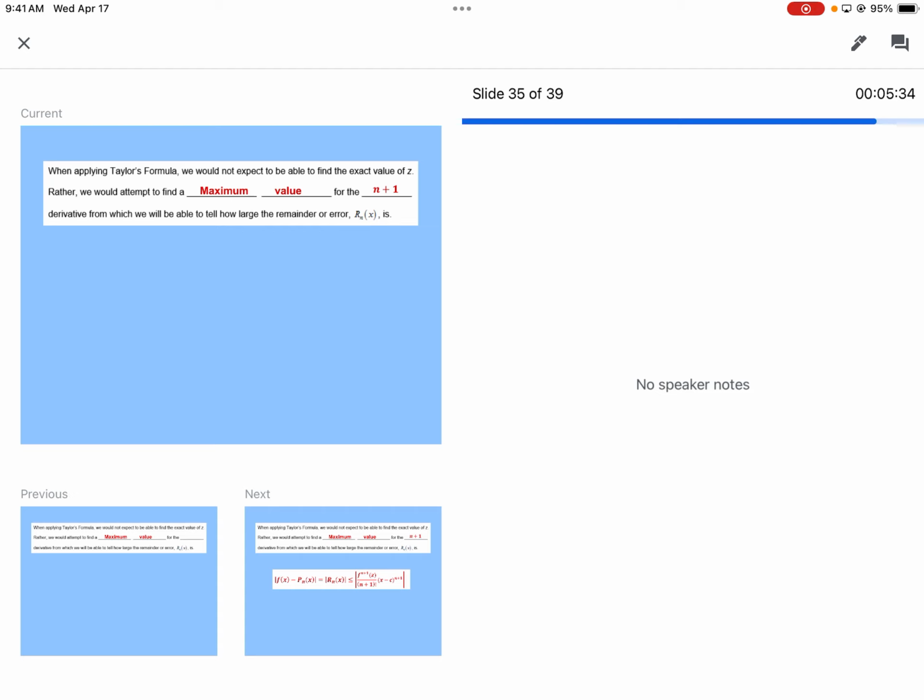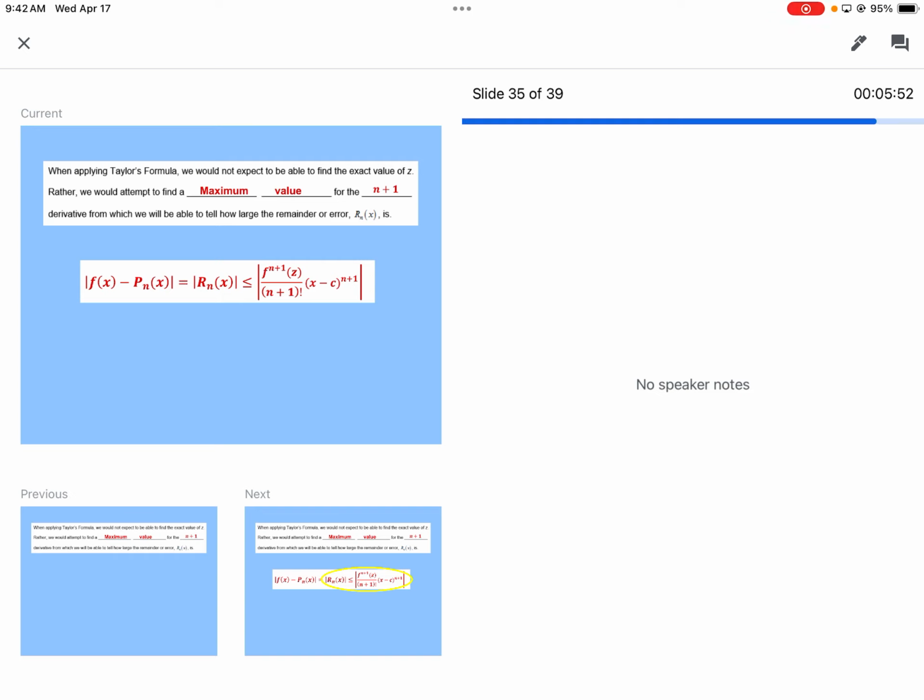Now, we're going to do it enough times that it's probably going to just come to you. All right. This is the part that looks crazy, okay? But let's walk through what this says. The absolute value of f of x minus p sub n of x. What really is that? True value minus approximate value is equal to the remainder.